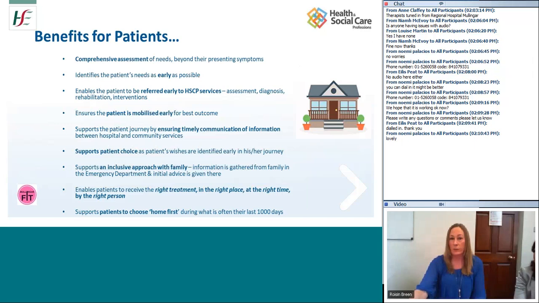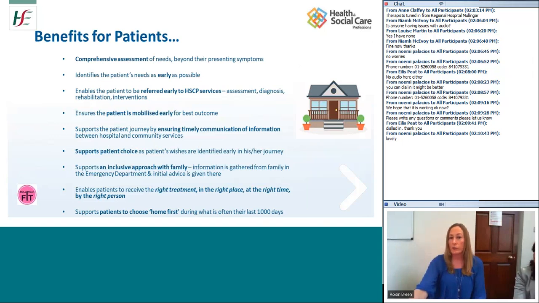We do them as early as possible in the patient's journey. We refer to HSCPs early. The patient is mobilised early. We ensure timely communication of information between the hospital and community in both directions. We actually have a silver phone as well, so if community services know that one of the patients is coming in, they're able to phone in with some of the information that's on the CGA. We support patients' choice and their wishes, and it's important to identify this early in the journey as well.